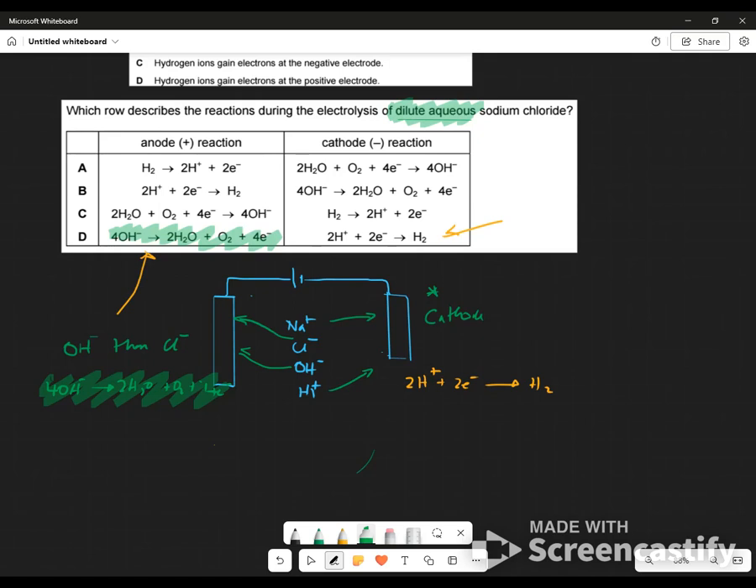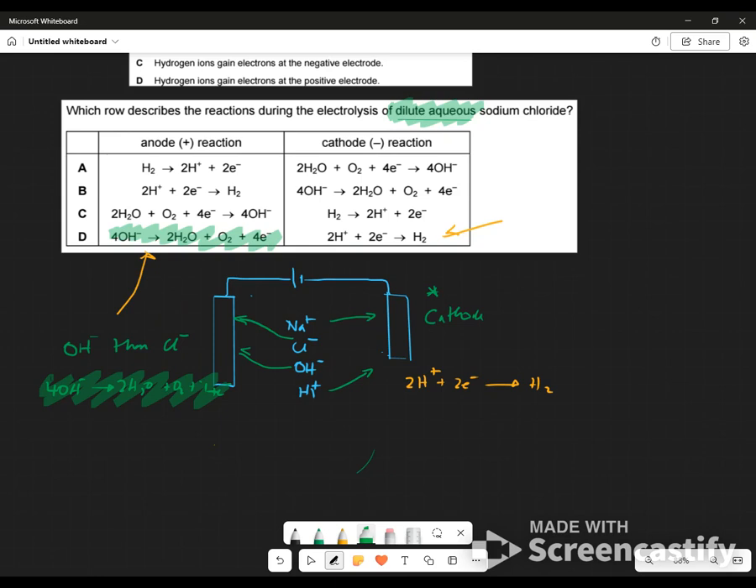I don't think I talked about that in class, but there was enough complications going on at the time. But if it's a concentrated solution, you get the chloride. If it's a dilute solution, you get this one. Yeah, I should have said, but I didn't, and that's totally my fault. All right, but that's why we do revision, eh?